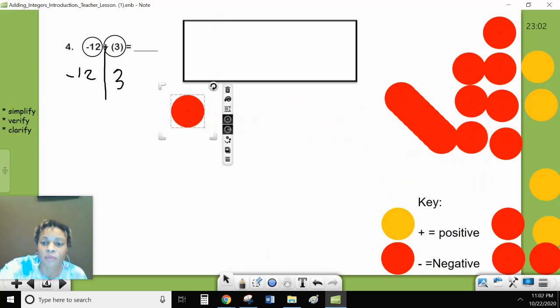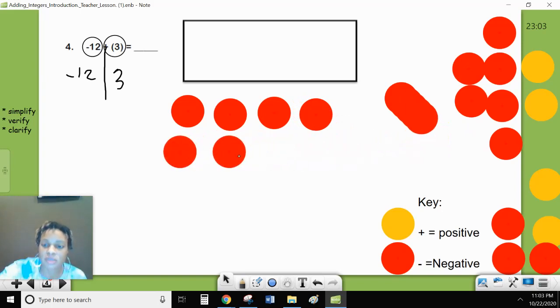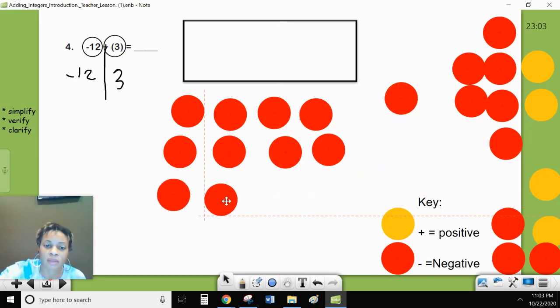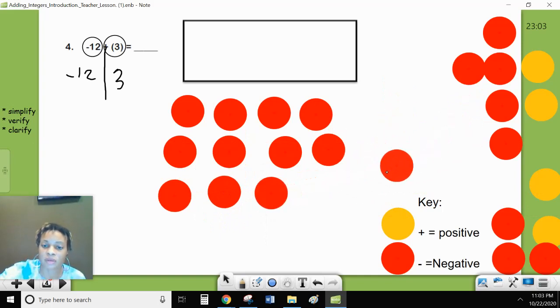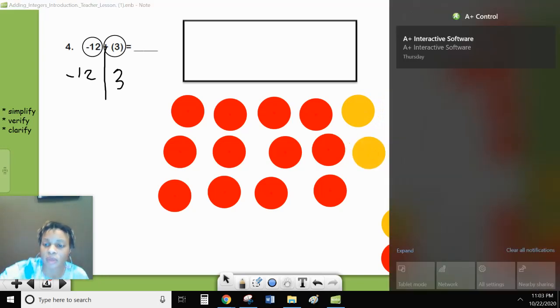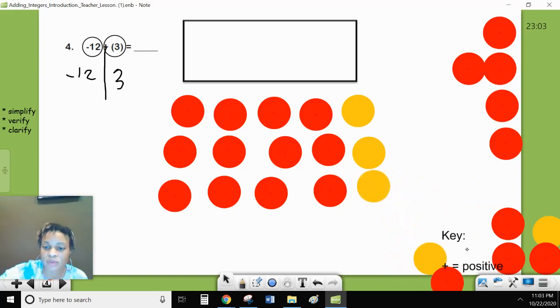Okay, so 1, 2, 3, 4, 5, 6, 7, 8, 9, 10, 11, 12. Okay? And then I'm going to combine that with a +3. So now to bring 3 yellow counters over. 1, 2, oops, and 3. Let me just move these down so we're not confused.